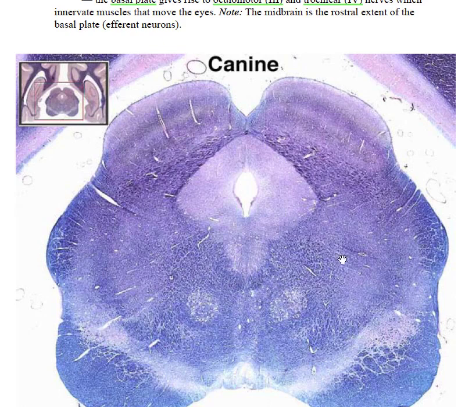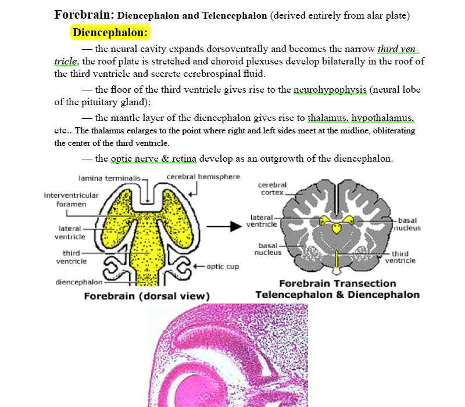The forebrain, which is derived entirely from the alar plate, gives rise to the diencephalon and the telencephalon. The diencephalon has a neural cavity that becomes a very narrow third ventricle. The roof plate of the third ventricle gives rise to bilateral choroid plexuses that secrete cerebrospinal fluid. The floor of the diencephalon gives rise to a neurohypophysis for the pituitary gland.